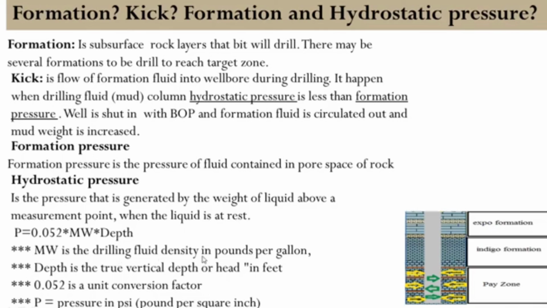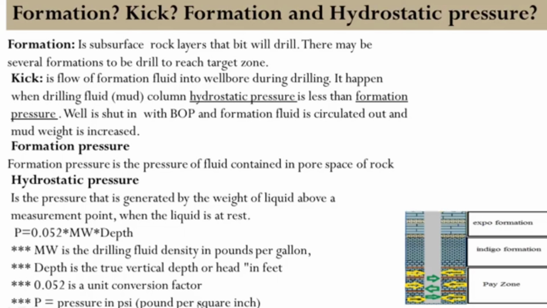MW is the drilling fluid density in pounds per gallon. Depth is true vertical depth or head in feet, whereas 0.052 is a unit conversion factor. P is equal to pressure in psi, pounds per square inch.